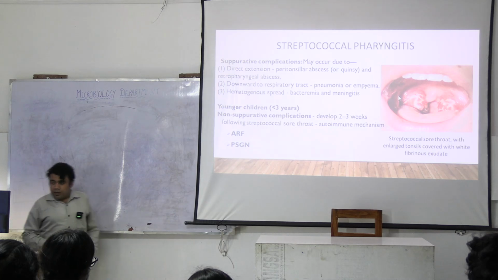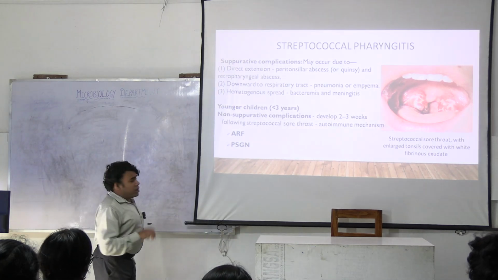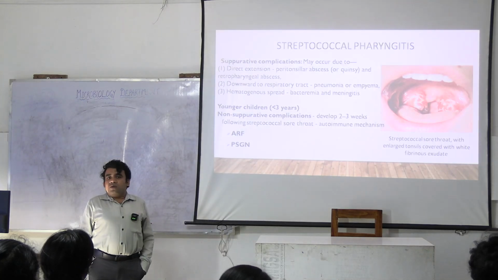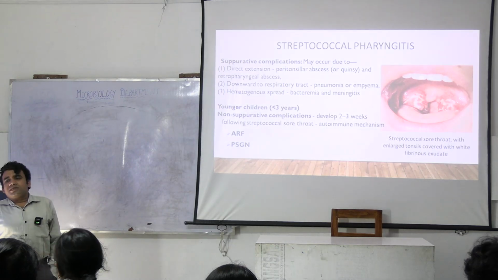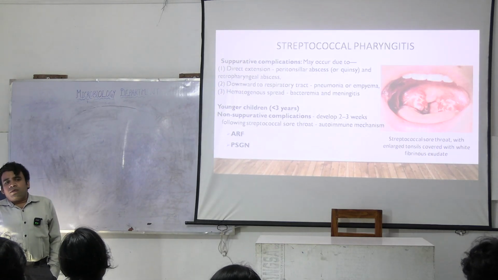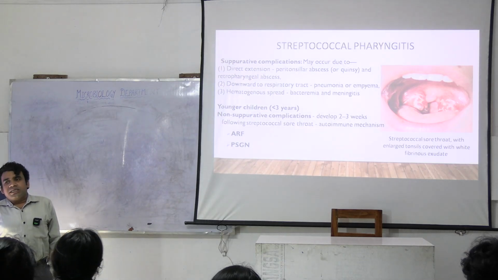But most importantly, the two non-suppurative complications. One is called acute rheumatic fever and another is, what is PSGN? Antigen antibody complexes are deposited on the basement membrane, which will be acted upon by the complements and other immune cells, leading to nephritis.